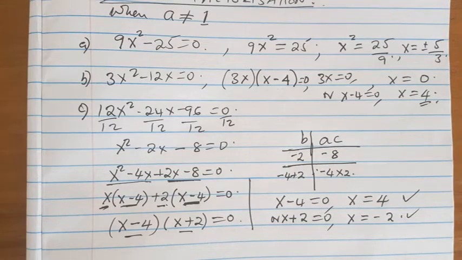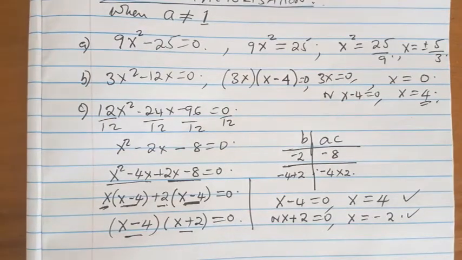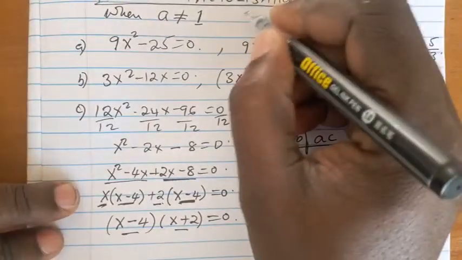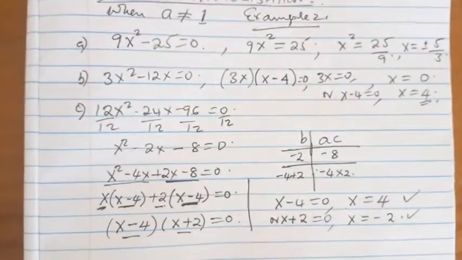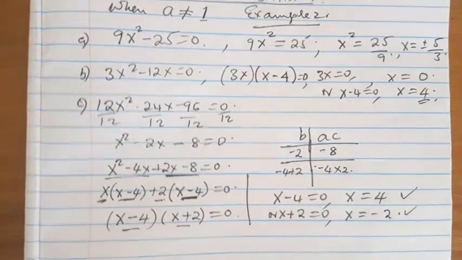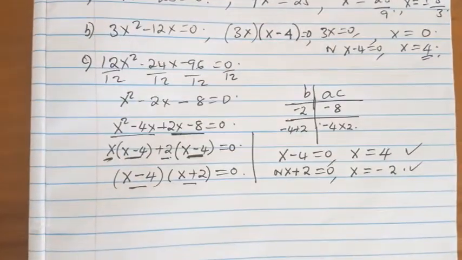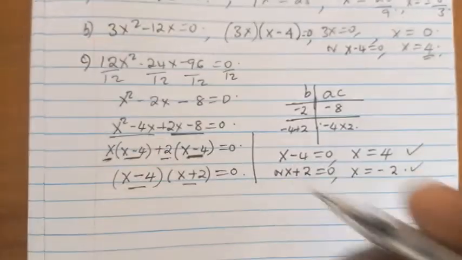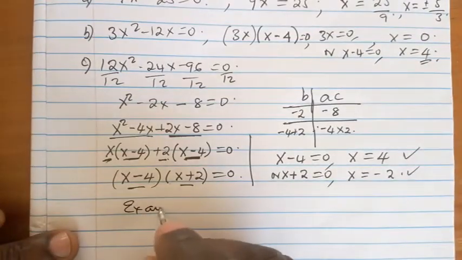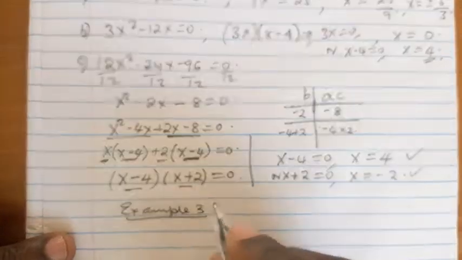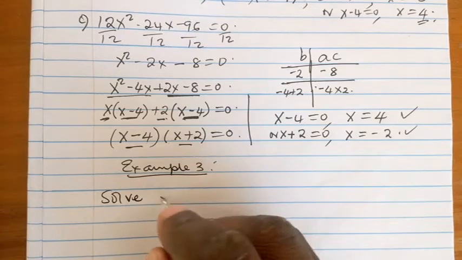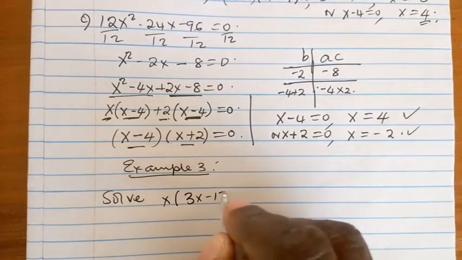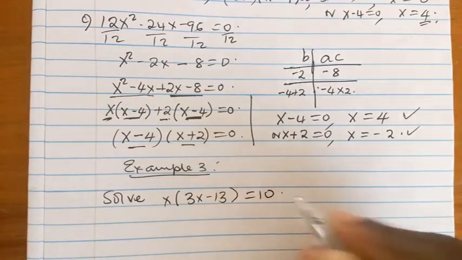And of course, having said that, then we can look at example 3. That was example 2. We can look at example 3 and see what it is. We are told that this is example 3, requesting us to solve x bracket 3x minus 13 is equal to 10.